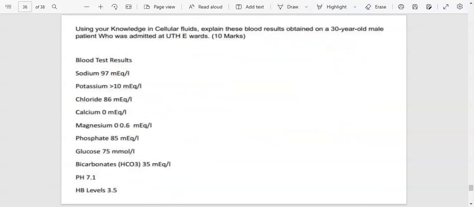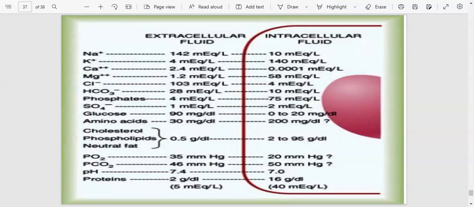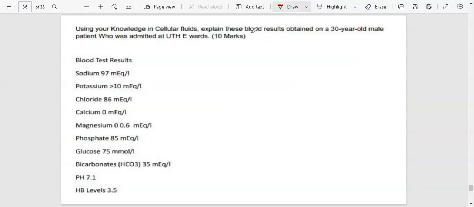And then the last one here. Using your knowledge in cellular fluids, explain these blood results obtained on a 30-year-old male patient who was admitted at UTH Wards. The blood test results showed sodium concentration of 97 milliequivalents per liter, potassium greater than 10 milliequivalents per liter, chloride 86. For us to be able to answer these questions, we need to know this table by heart. Since this was blood which was collected, and blood is part of the extracellular fluid, we're going to be comparing these results with the normal results.